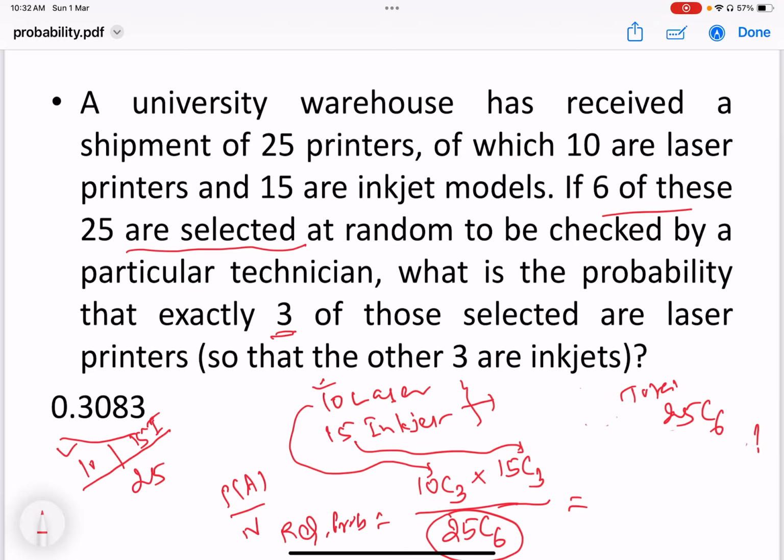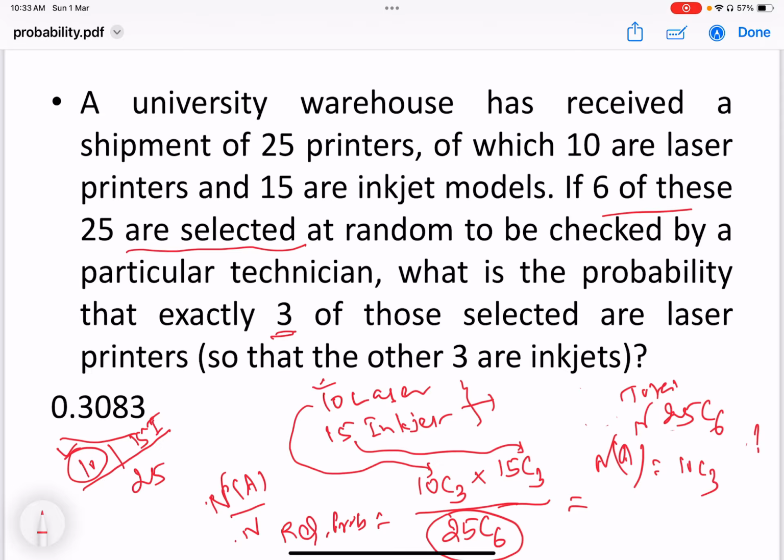And checked, to be checked by a particular technician. What is the probability that exactly 3 of these selected are laser printers? So laser printers are 10. So total number of outcomes N is 25C6, and for the favorable event, say A, 3 of the selected are laser printers. So laser printers are 10.